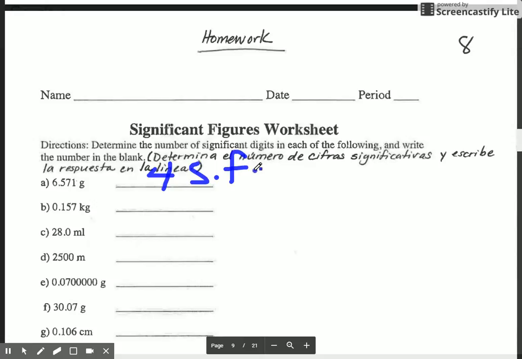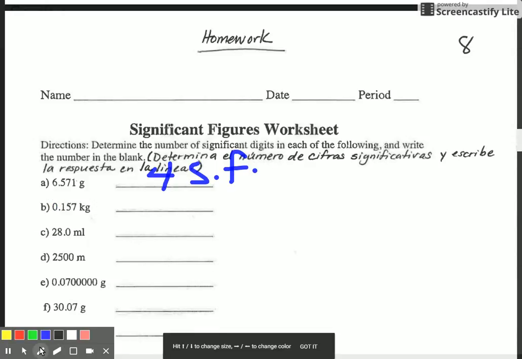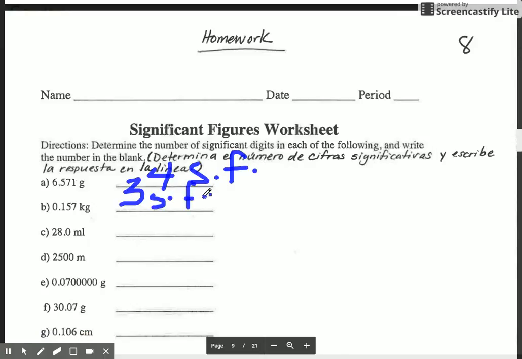Okay, you have letter B. It says 0.157 kilograms. I believe that rule number 2 says that leading zeros are not significant. That 0 there then is going to not be counted. You're not counting that 0 there. That being said, then only the 1, the 5, and the 7 are significant. So you have 3 sig figs there. So you have 3 significant figures there.